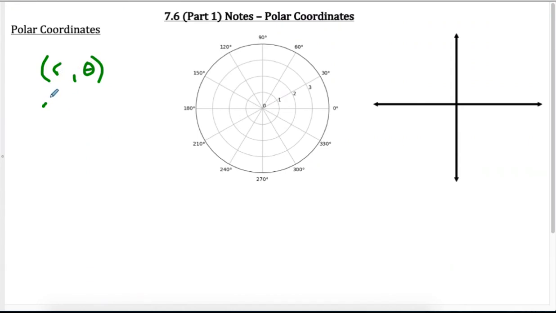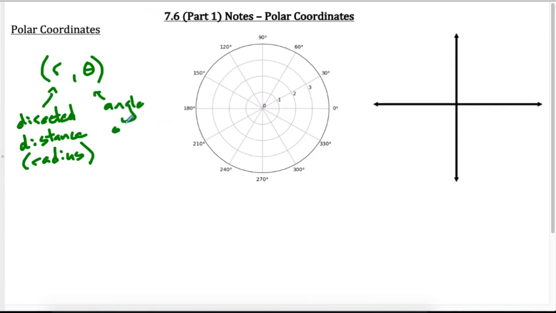The r value we call a directed distance. But we can kind of think about this as like a radius. And then theta is just the angle of rotation. So we can actually have a completely different plane to graph on, the polar grid right here.